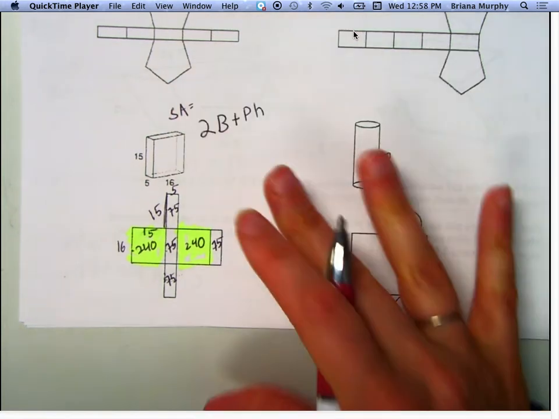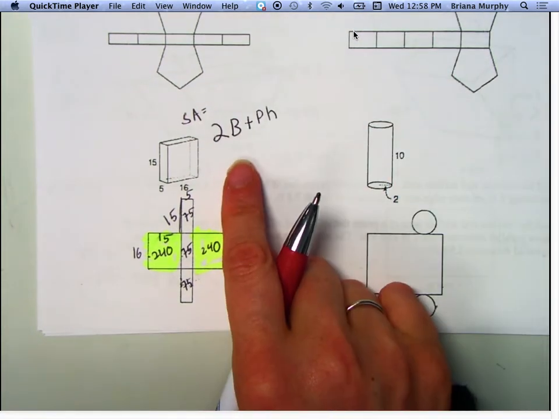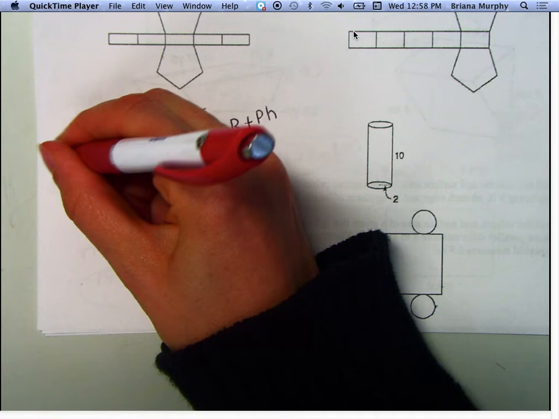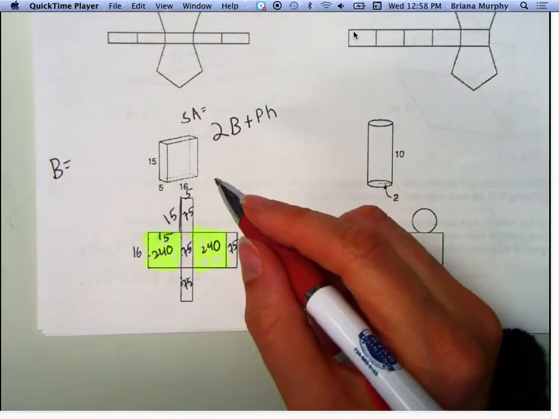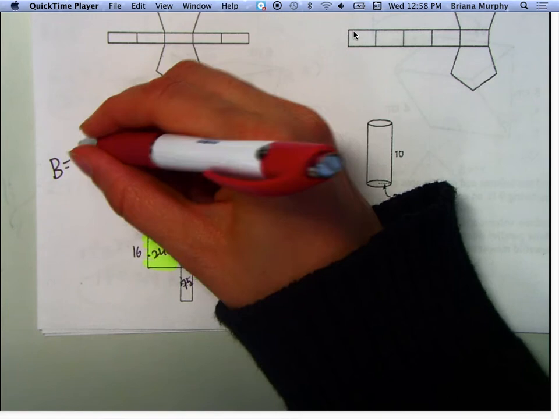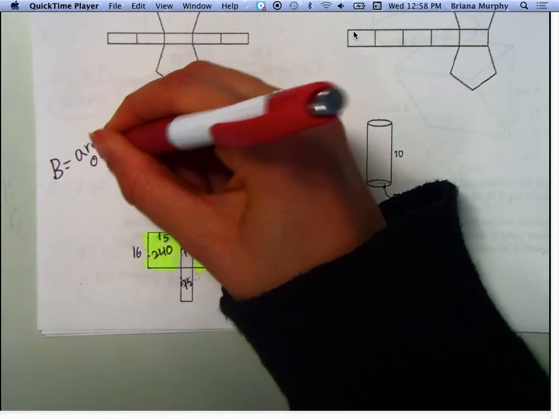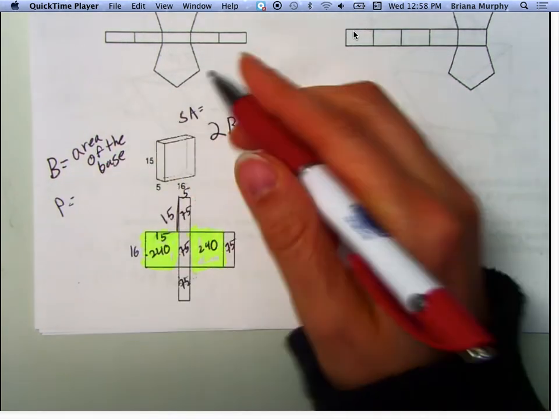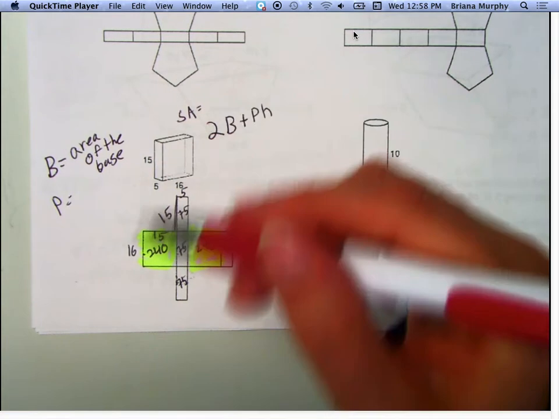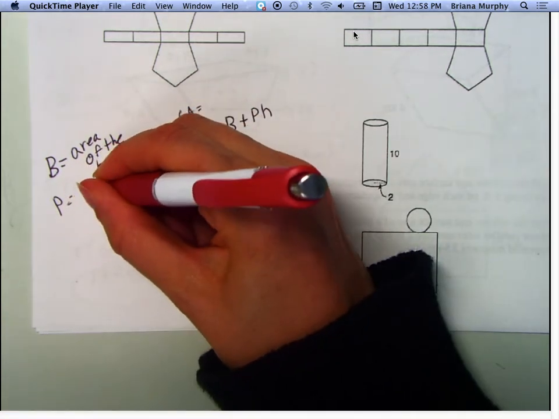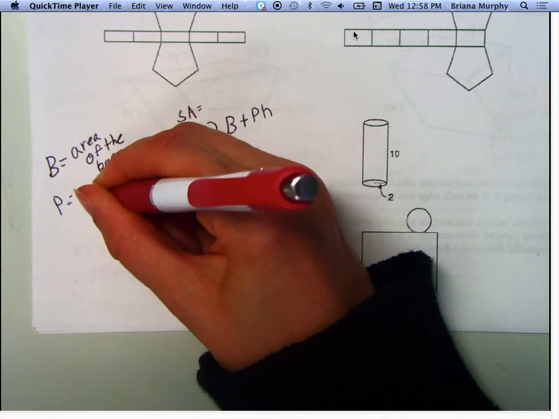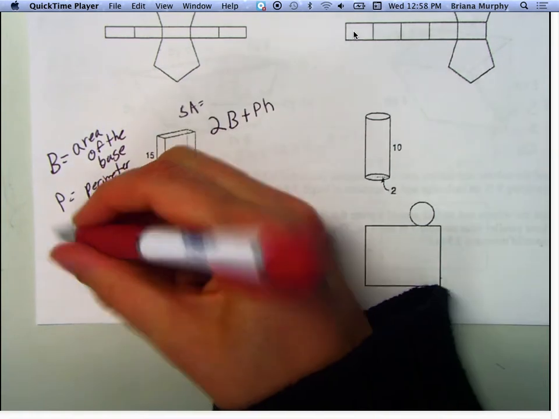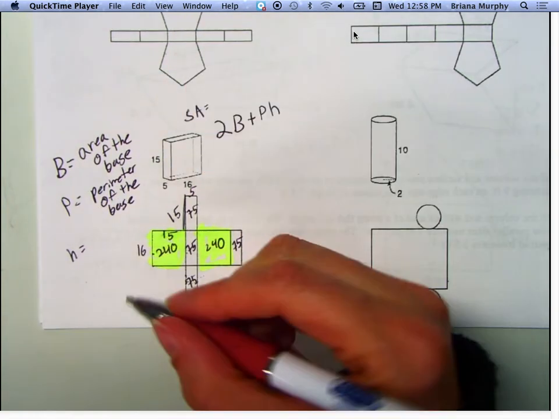All right, so we're going to talk about defining each of these letters first, and then we're going to put it in the formula. So B does not mean base, like it doesn't mean 16. It means area of the base. P doesn't stand for the perimeter, like I'm not going to walk around the whole thing multiple times. Perimeter is just perimeter of the base. Okay. And height doesn't really stand for height, it stands for the distance between the two bases.